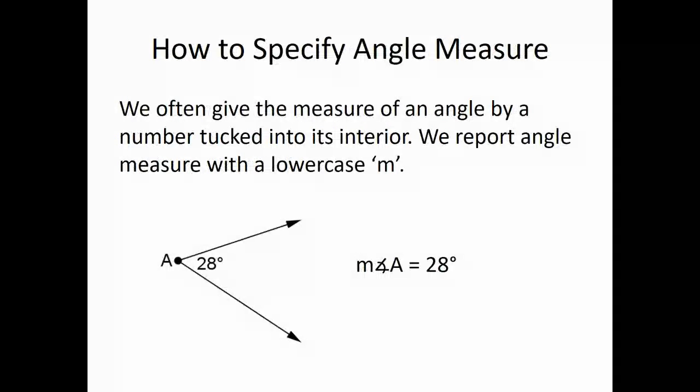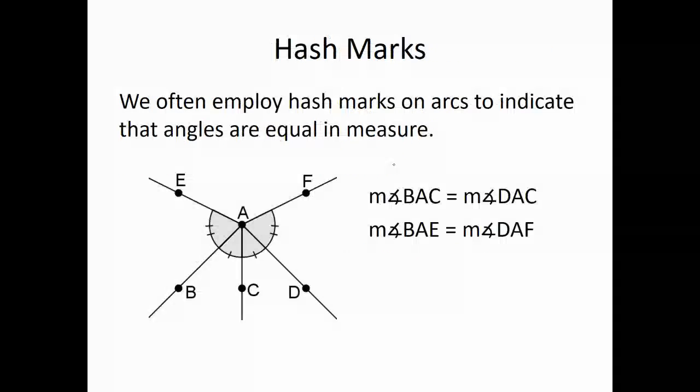Now, as for how we specify angle measure, there are 2 ways to do this. We can write it out, and when you do, you see an equation like the one at the bottom. The way that this would be read is, the measure of angle A is 28 degrees. However, we can also report that 28 degree measure in the diagram itself, and the way we typically do that is we tuck the 28 degrees into the vertex or close to the vertex of that angle in such a way that it clearly labels that angle as one that measures 28 degrees.